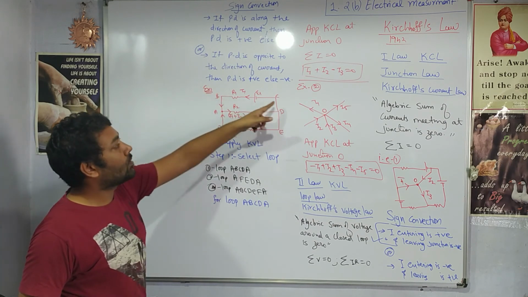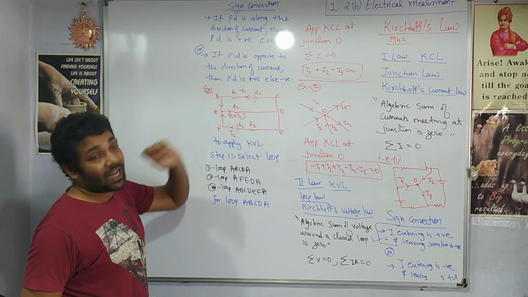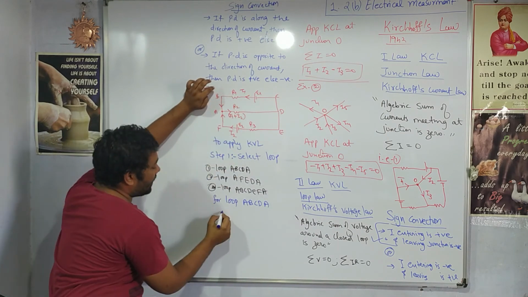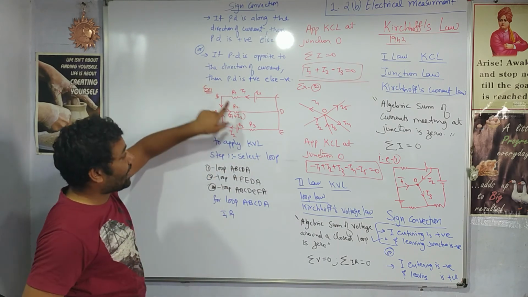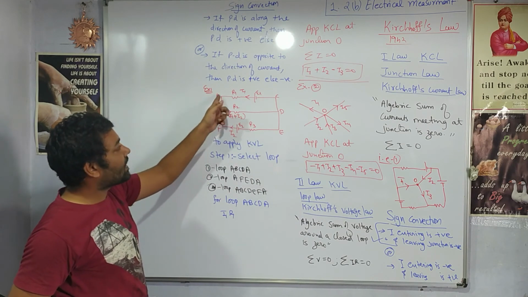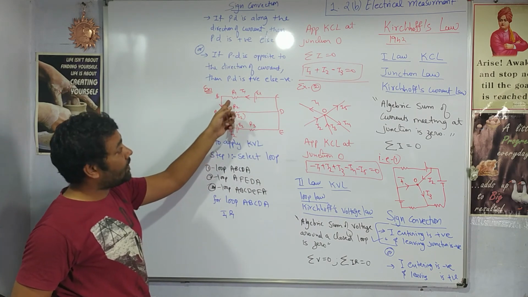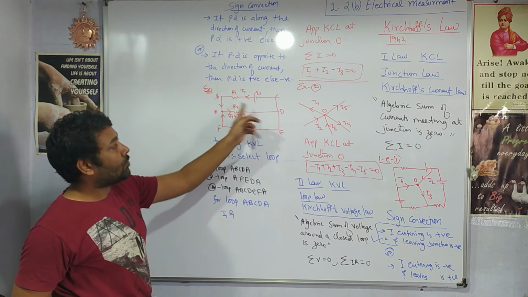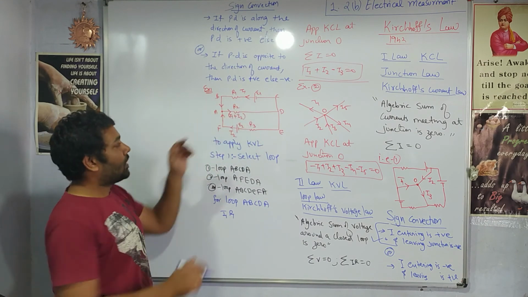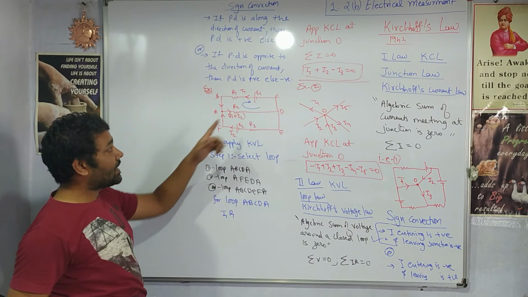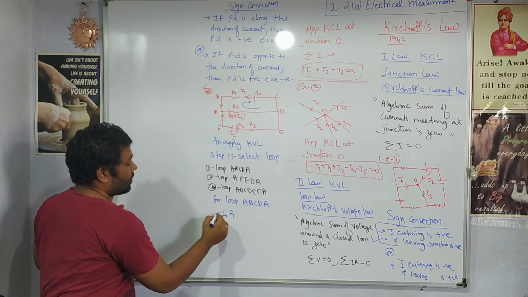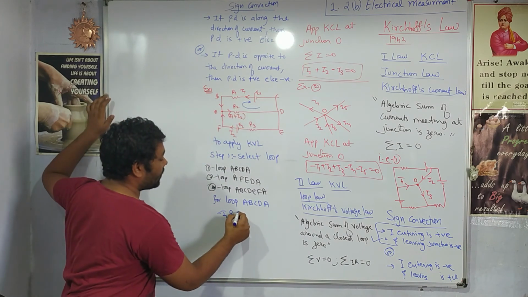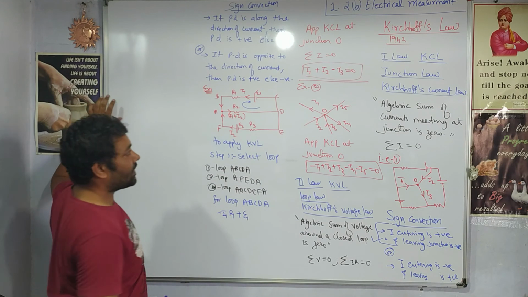Then from B to C, yes, we see R1. So how much potential drop will it be? Current into resistance. Will the sign be positive or negative? See, our loop is A, B, C, D, but we are moving in the opposite direction of the current. Current is moving this way, but our loop is this way. So minus sign. Battery, its positive terminal is encountered first, so we'll take the EMF of the battery as positive.